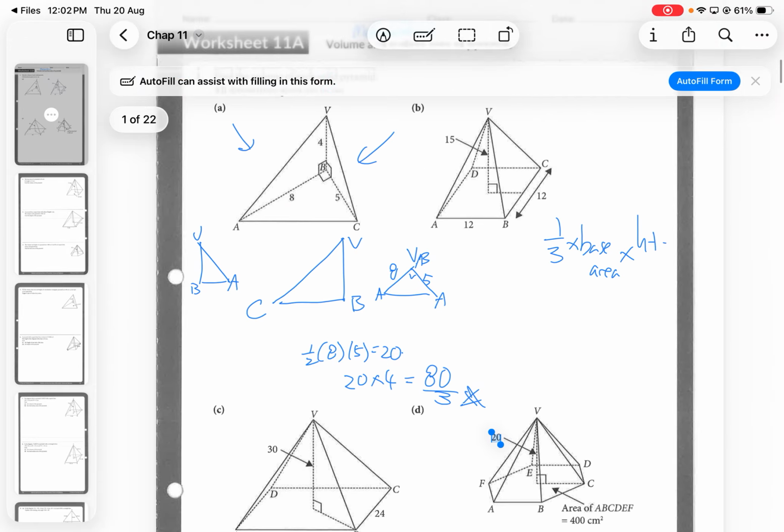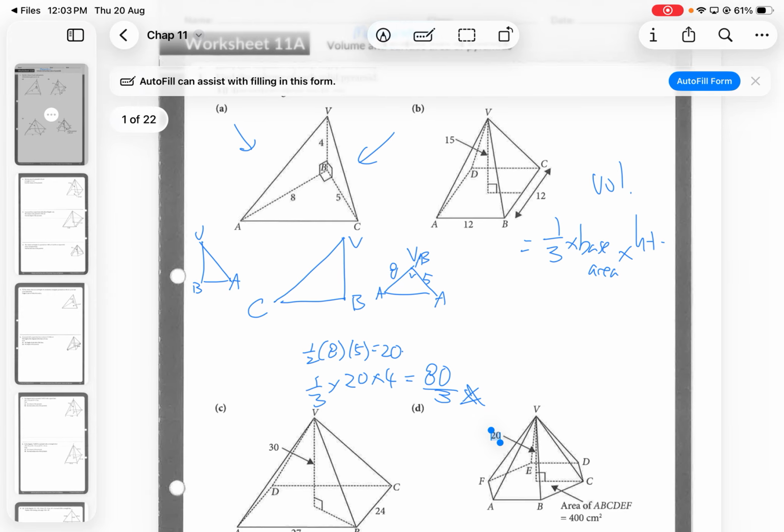I'm confused about the part where you did 20 times 4, then divide by 3. 20 is the base area. H is the height. So 20 times 4, then in the end divide by 3, 1/3 times base times height. Sorry, I left out the 1/3. 1/3 base area times height. Same. Okay?